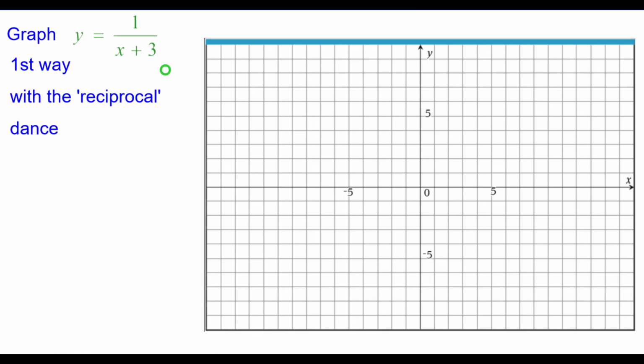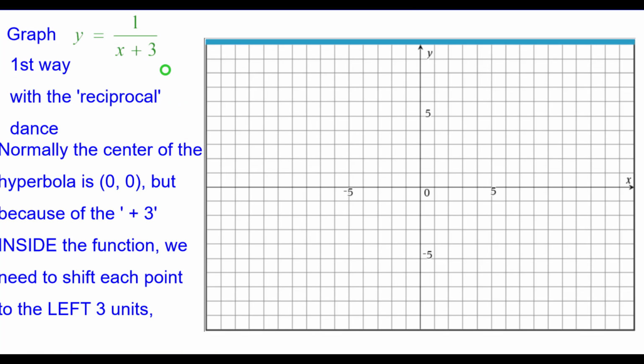The first way is using what we call the reciprocal dance. Normally the center of the hyperbola is at the origin, but because of the plus 3 inside the function, we need to shift each point to the left 3 units. Negative 3 comma 0 is our new center, or new origin, if you will.